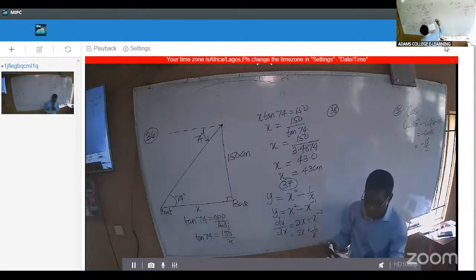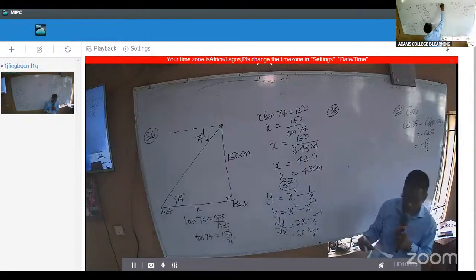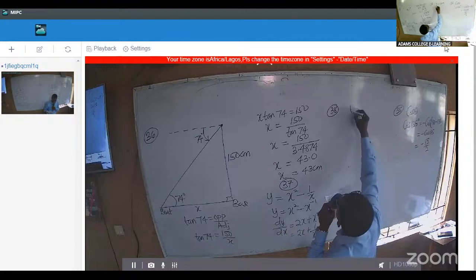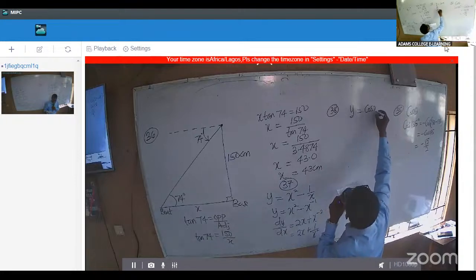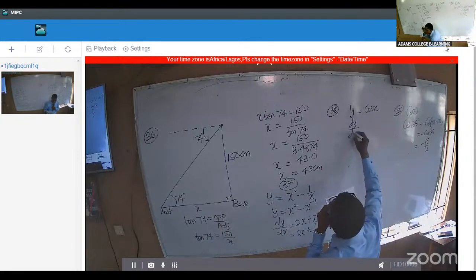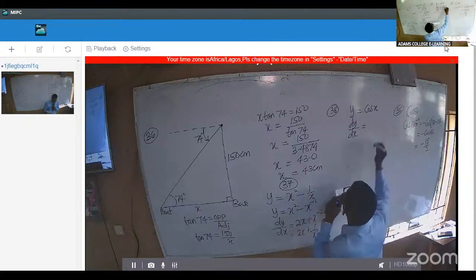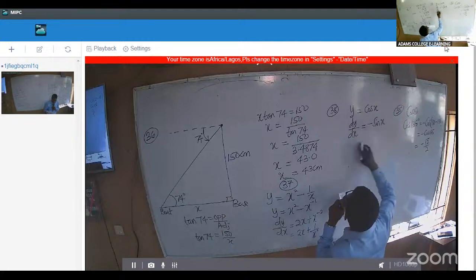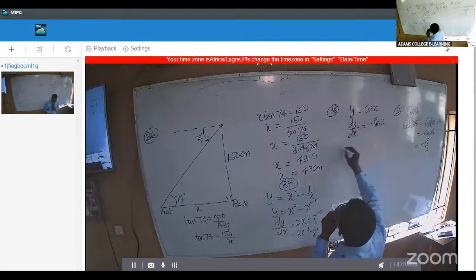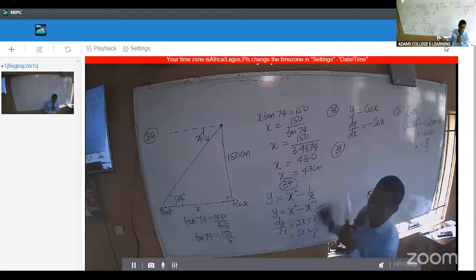This is simple, Abby. y is cos x. dy/dx, if you differentiate cos, what do you get? Minus sine. That's all. It's direct, minus sine. Easy. Easy.